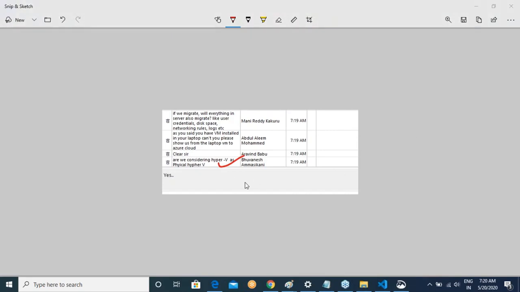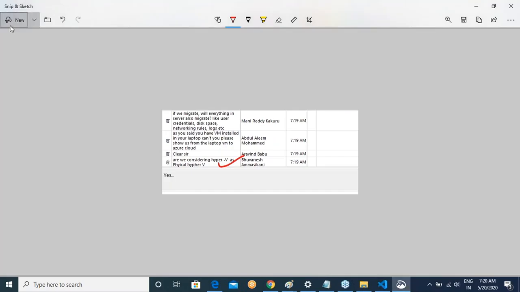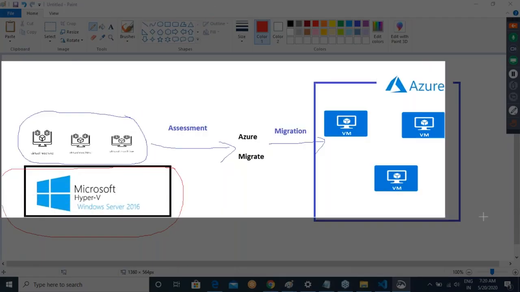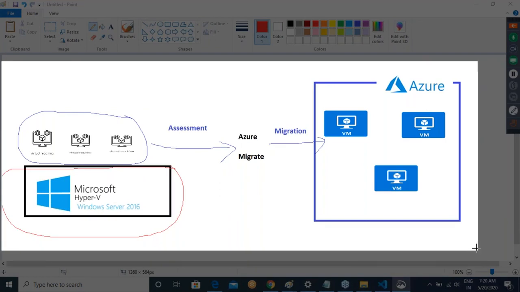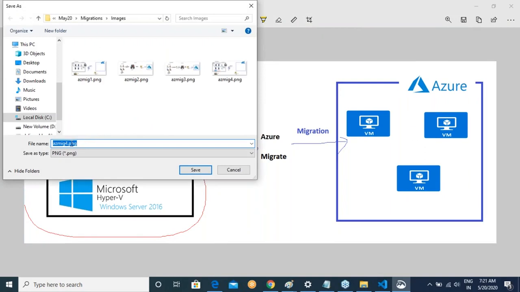Are we all clear with this assumption? We will be creating one Hyper-V server on Azure, but please don't consider this to be Azure to Azure migration, because we don't have a physical server setup. I am doing this, and one more reason is that the steps of this migration from Hyper-V to Azure and VMware to Azure are almost the same. The only thing that changes is that here we have taken Microsoft Hyper-V, but there we need VMware. So first, let me preserve this.